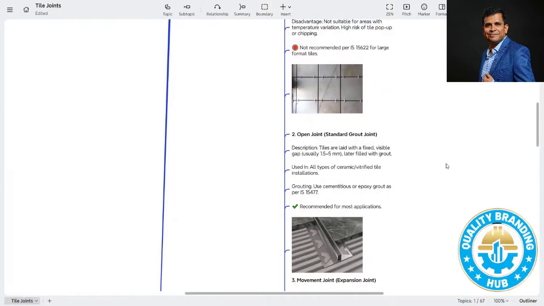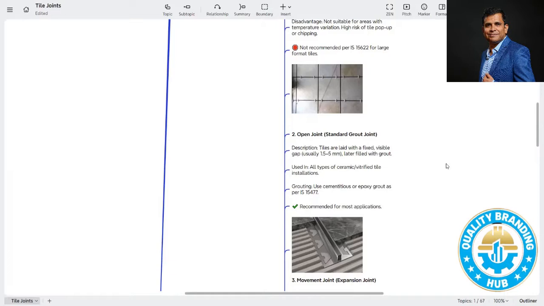Grouting uses cementitious or epoxy grout, as I discussed, as per IS 15477. Recommended for most applications. This is the most used joint in tiling work because it provides the gap for expansion, contraction, and thermal cracks. All of that is taken care of in this type of standard grout joint. And how will we fill it? That will be either with cementitious grout or epoxy grout.